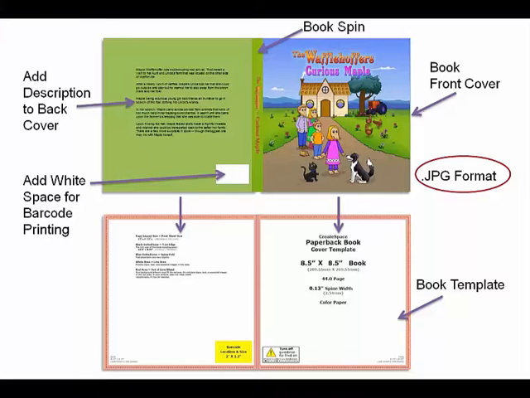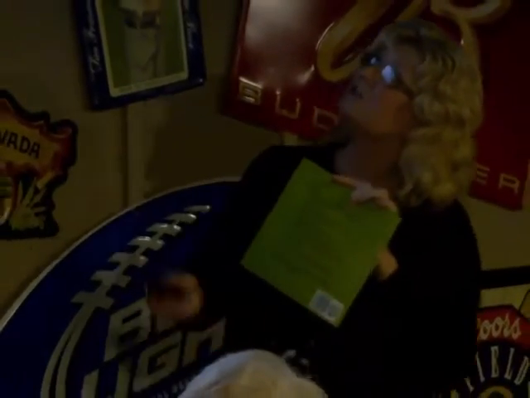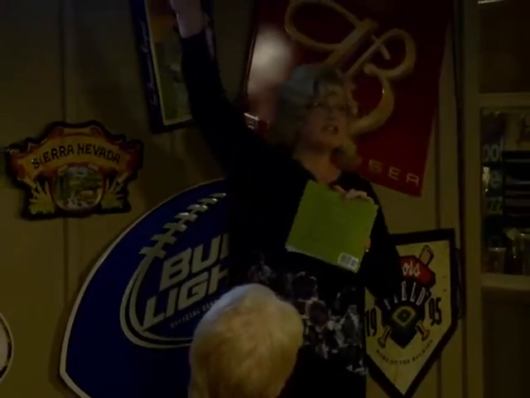And then of course you want to make sure you do a back cover and also have a description for your book. Also make sure you leave a white space, because that's where they're going to print the ISBN number, the barcode for your book. So you need to lay that out. That would be a JPEG.